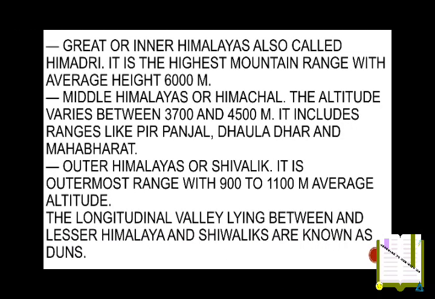Great or Inner Himalayas, also called Himadri. It is the highest mountain range with an average height of 6,000 meters. Middle Himalayas are Himachal. The altitude varies between 3,700 and 4,500 meters. It includes ranges like Pirpanjal, Dhauladhar and Mahabharat. Outer Himalayas are Shivalik. It is the outermost range with 900 to 1100 meters average altitude. The longitudinal valleys lying between the lesser Himalayas and Shivaliks are known as Duns.